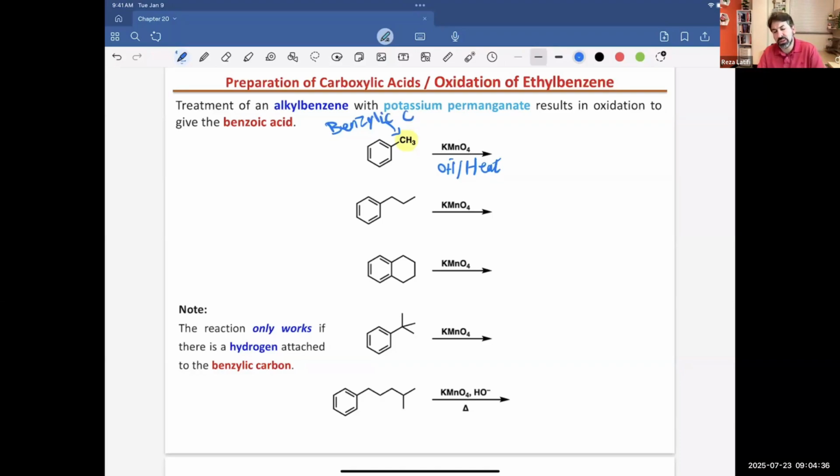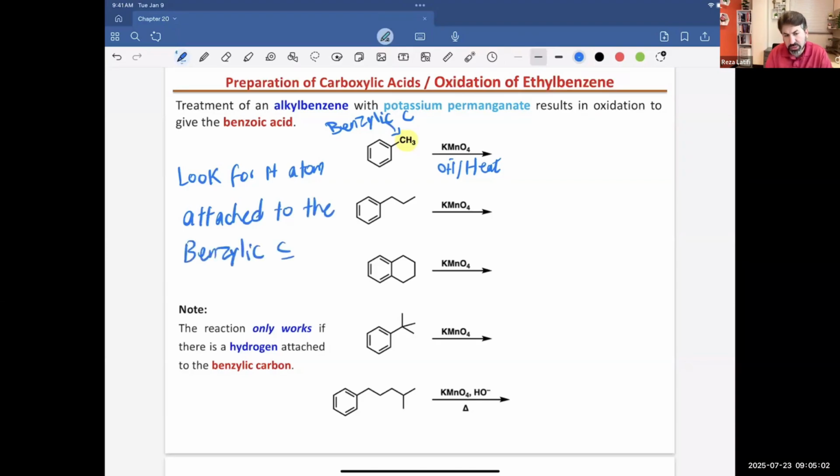Benzylic carbon or benzylic position. Now, ask yourself, do I have hydrogen attached to the benzylic carbon? Okay, so I'm going to say look for H atom attached to benzylic carbon. Okay, look for that one.